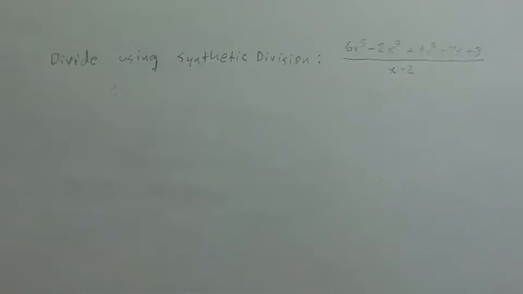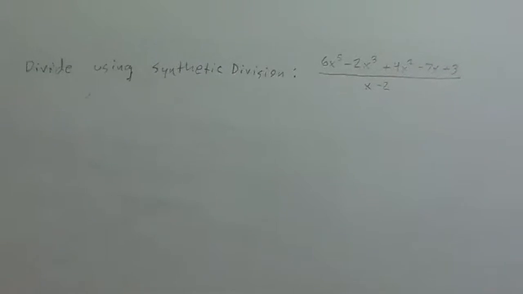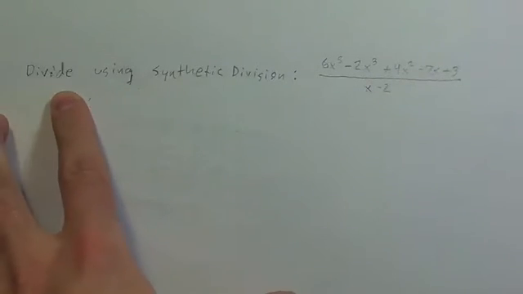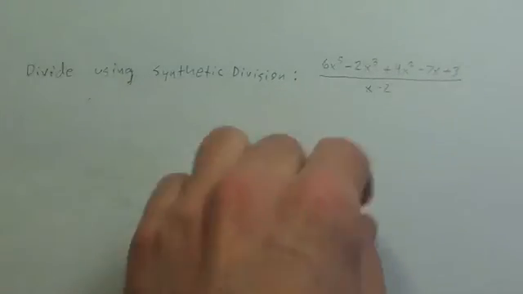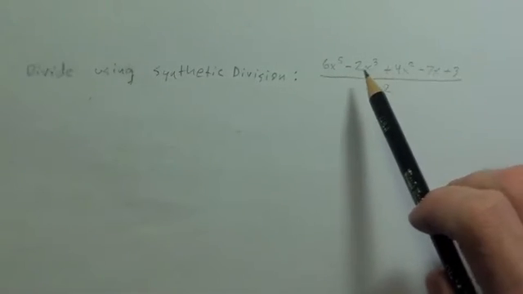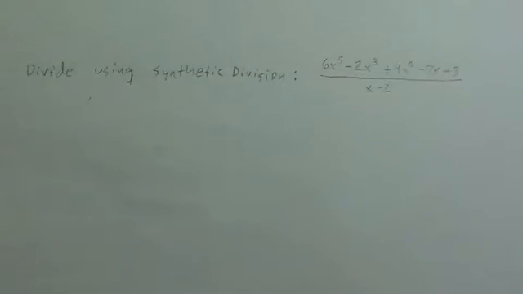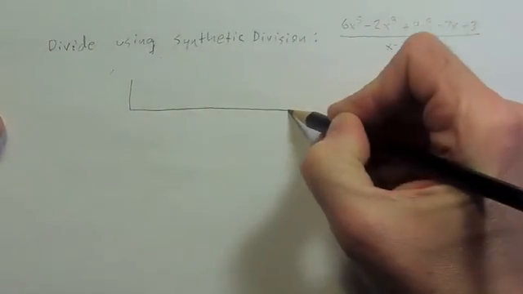Okay, let's do a problem with synthetic division again. Maybe a little lengthier problem here. So what we're going to do is divide using synthetic division. Okay, so we have 6x to the 5th minus 2x cubed plus 4x squared minus 7x plus 3 divided by x minus 2. Alright. So, we're going to set our synthetic division bar up.